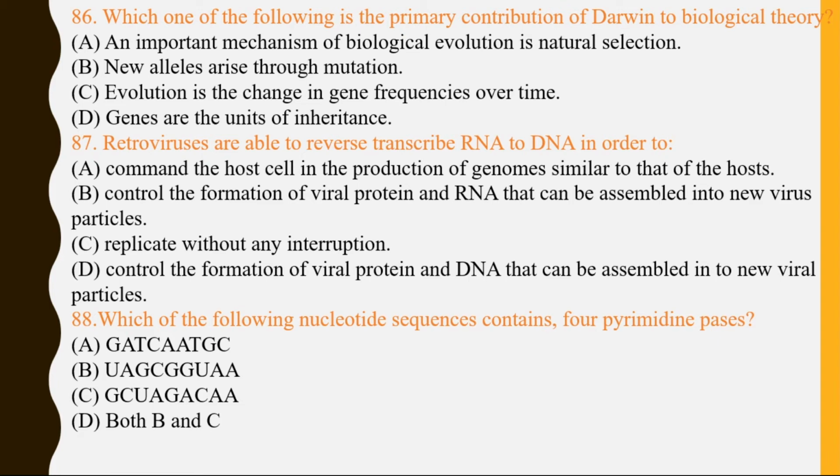Pyrimidines are basically that of thymine and cytosine, as well as in RNA uracil, but purines are that of adenine and guanine in both cases, in DNA as well as in RNA.